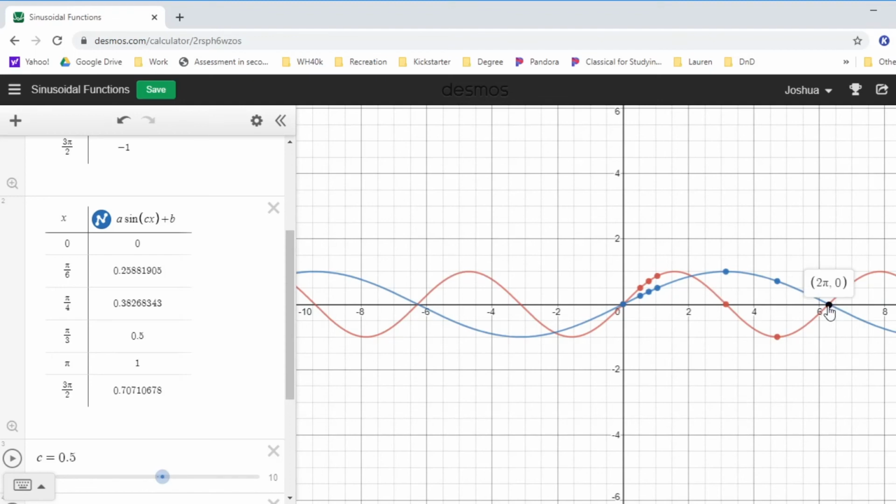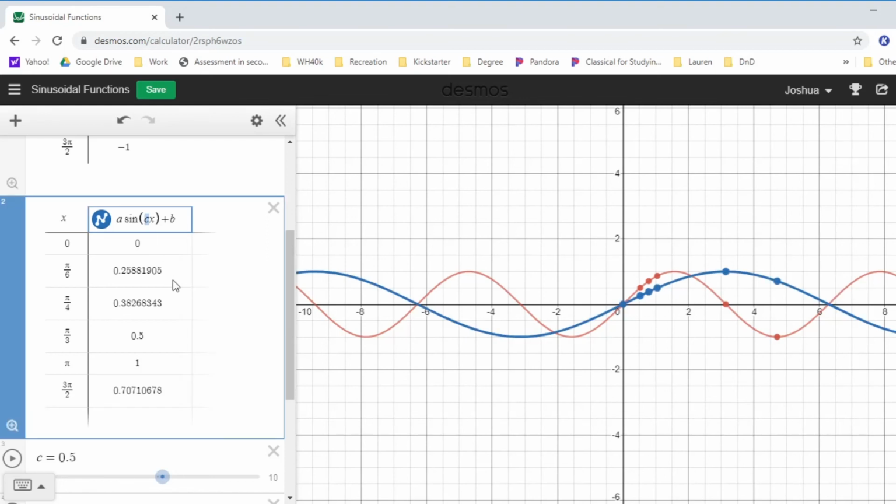So there's two things at play here. There's the frequency, which is directly affected. It's a direct relationship with this constant C. And then there's the period, which is an inverse relationship. So the smaller that C is, closer to 0, the larger that the period will be. The larger that C is, the smaller the period will be. And again, the name of this transformation is called the horizontal dilation.